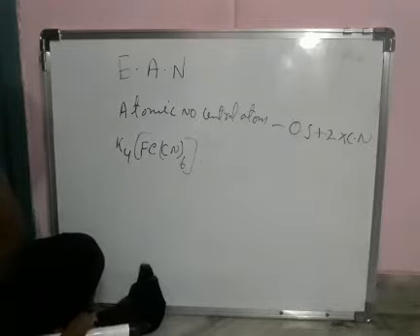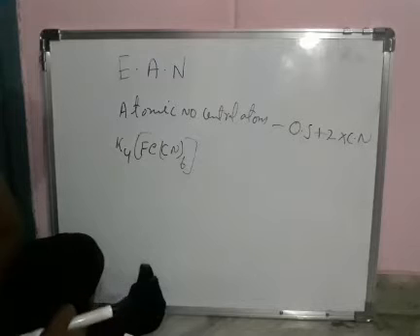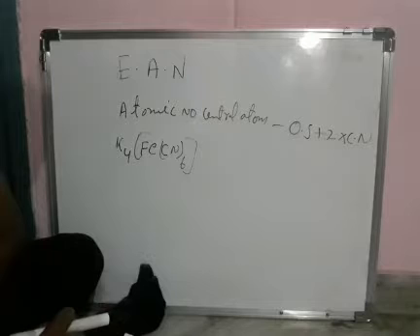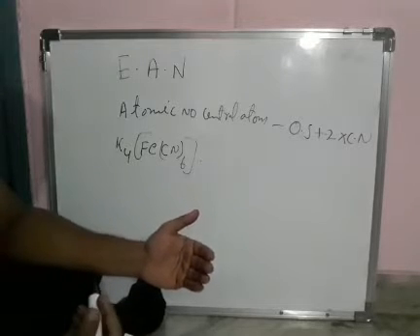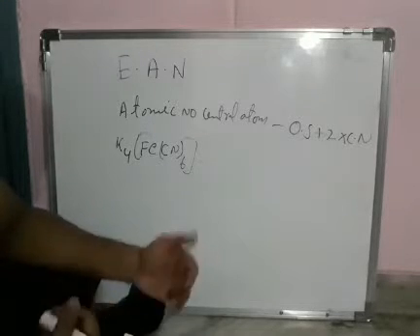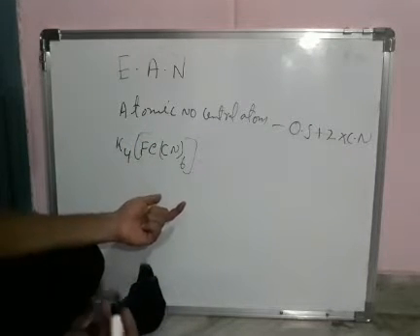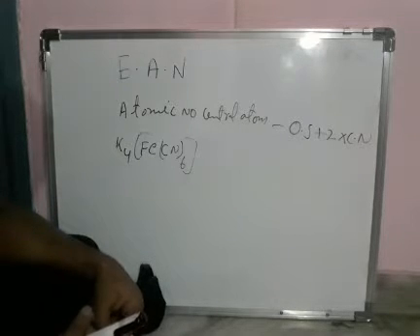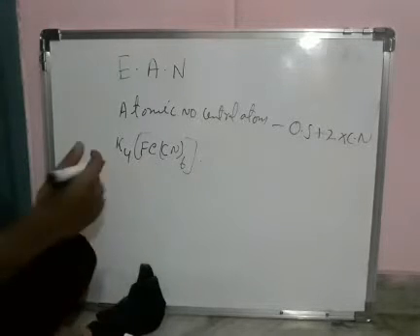We discussed that effective atomic number is used for predicting the stability of the molecule. How can we predict the stability? If the calculated effective atomic number is equal to the nearest noble gas atomic number, then the complex or coordination entity will become stable. Like that, the stability can be predicted using effective atomic number. Now let us see this example.